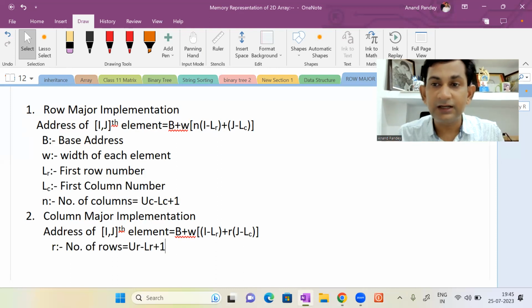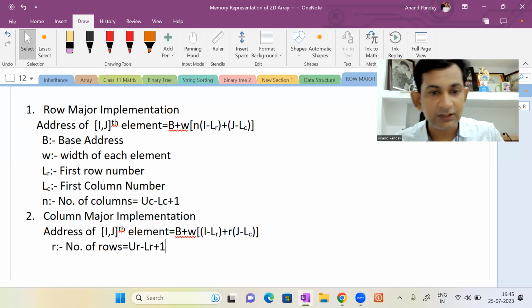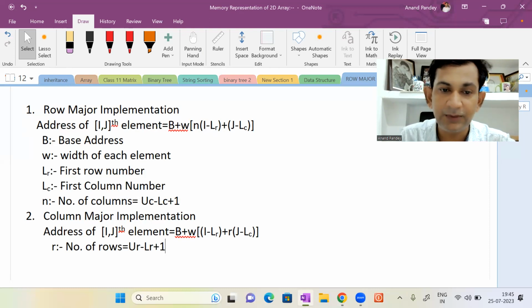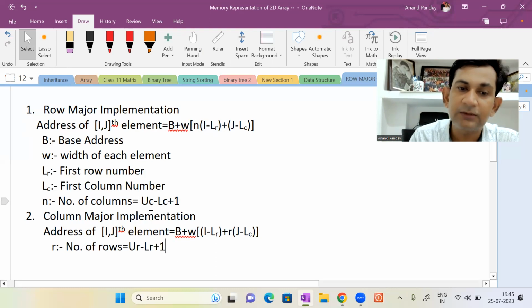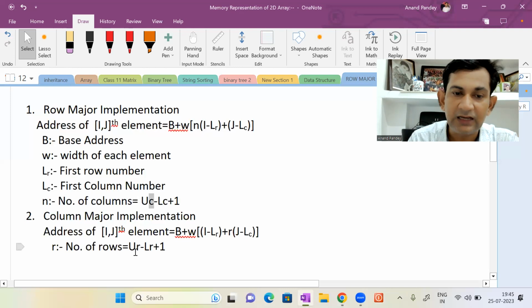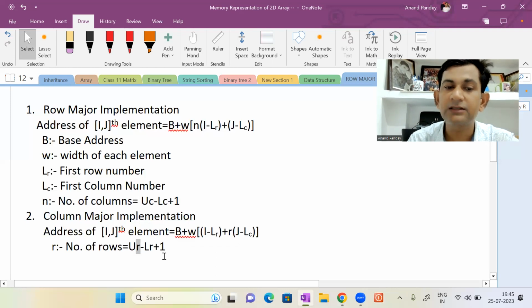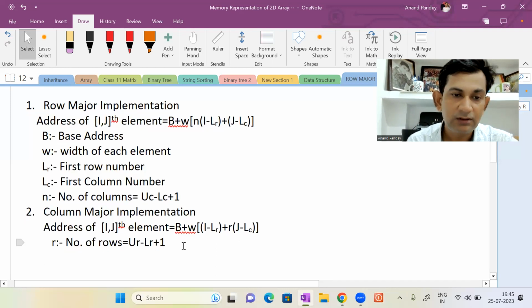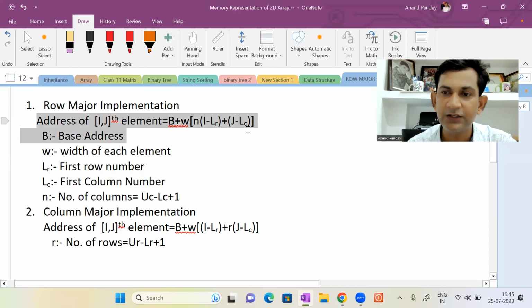Everything will be clear. I will make the things clear. Just keep on watching this video. Don't be confused. What is LR? What is LC? The things will be clear. Here, just understand this time C for column, and this is R for row. UR minus LR plus 1. Okay, so only a slight difference is there. So learn only one formula. Learn the formula of row measure implementation. The formula of column measure implementation will be in mind automatically.